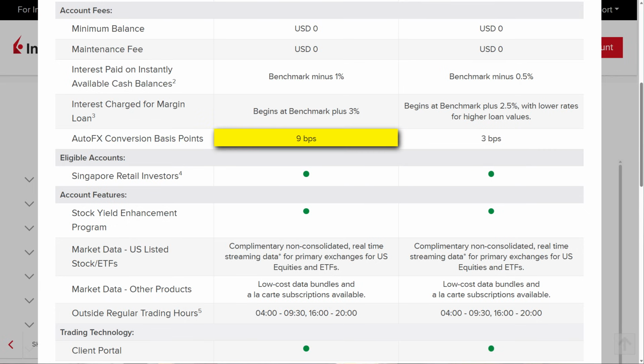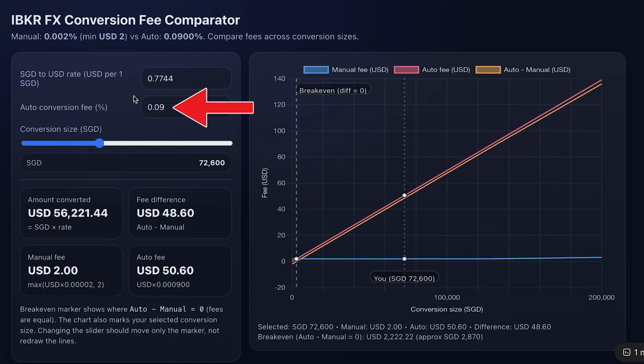Now, it is also important to note that this comparison applies specifically to IBKR Pro. If you are using IBKR Lite, auto currency conversion comes with a wider spread of around 9 basis points or 0.09%. As a result, the break-even point will drop to just $2,222. Below this amount, auto conversion can still be cheaper, but when you are converting more than this amount, manual conversion would easily become the lower cost option.